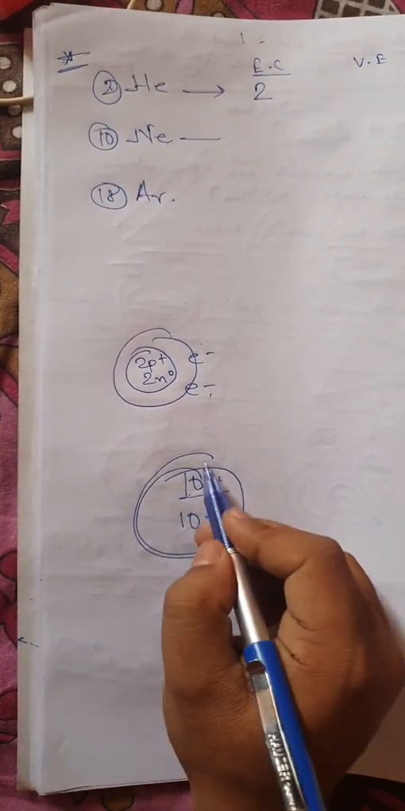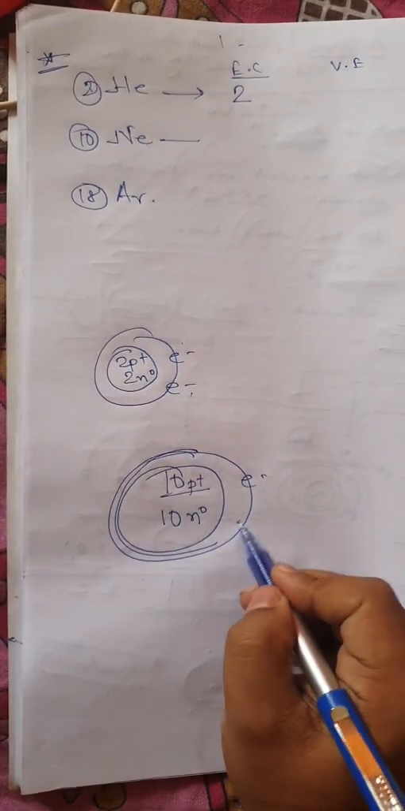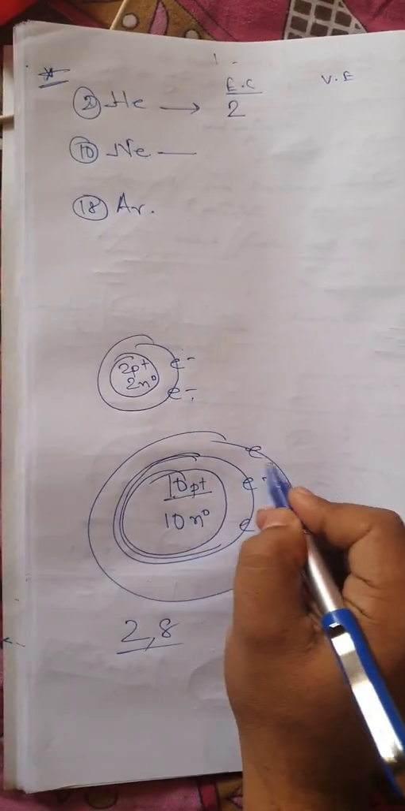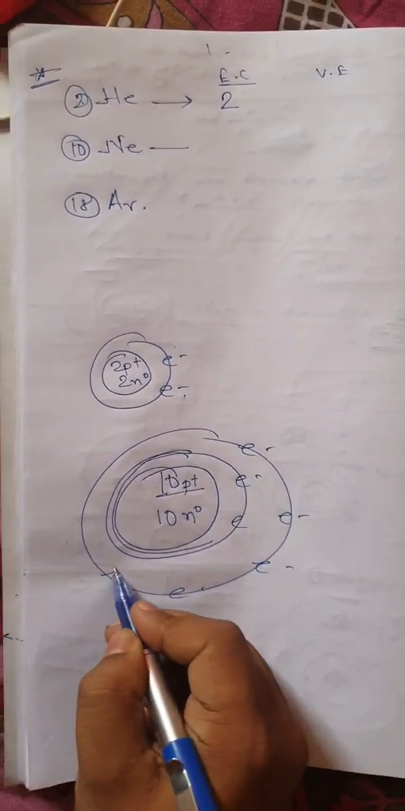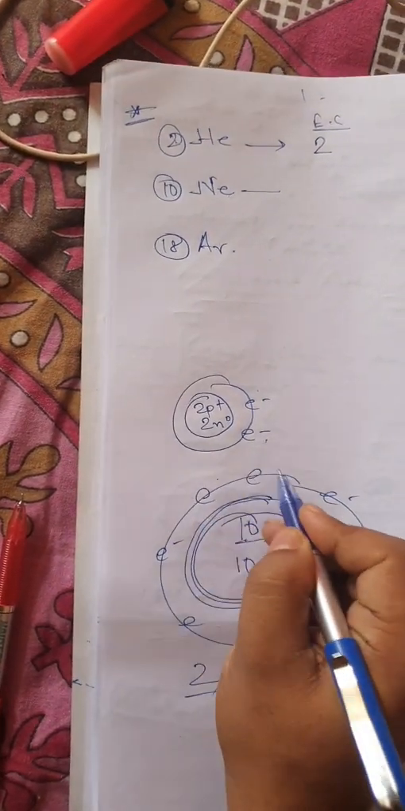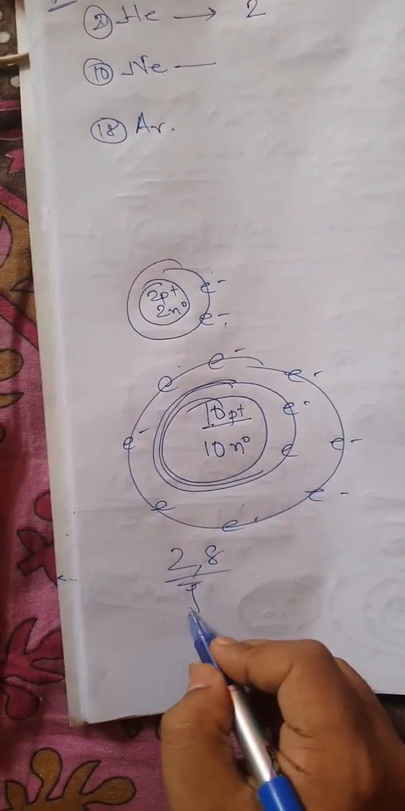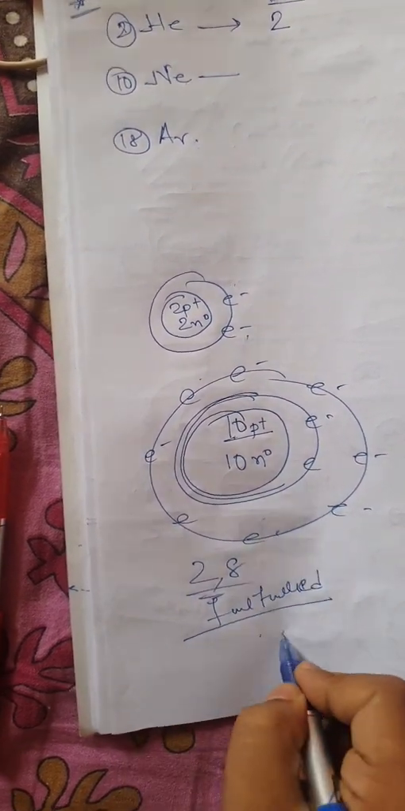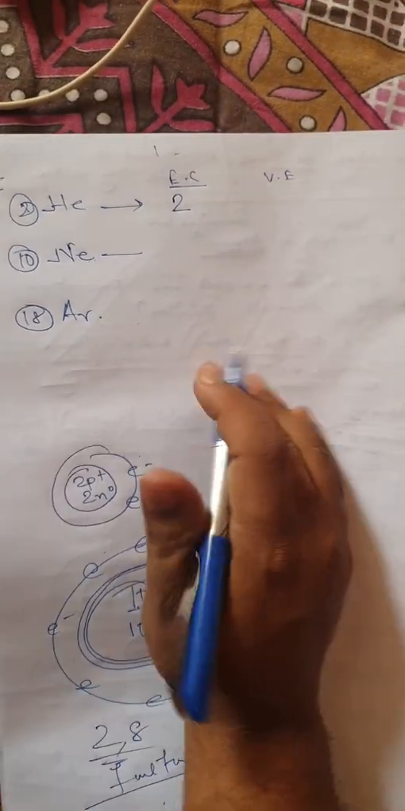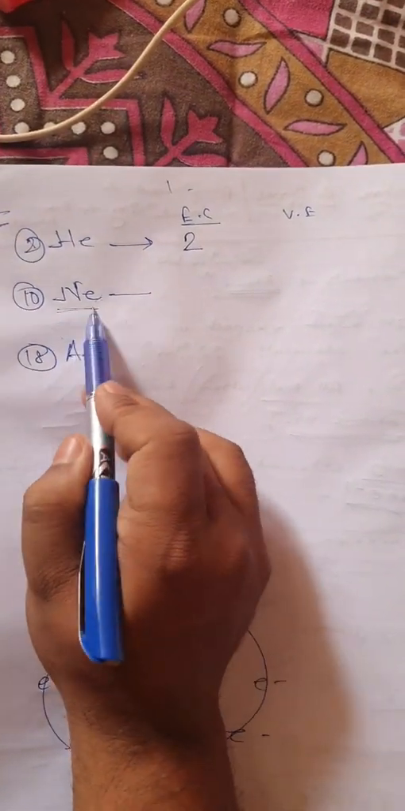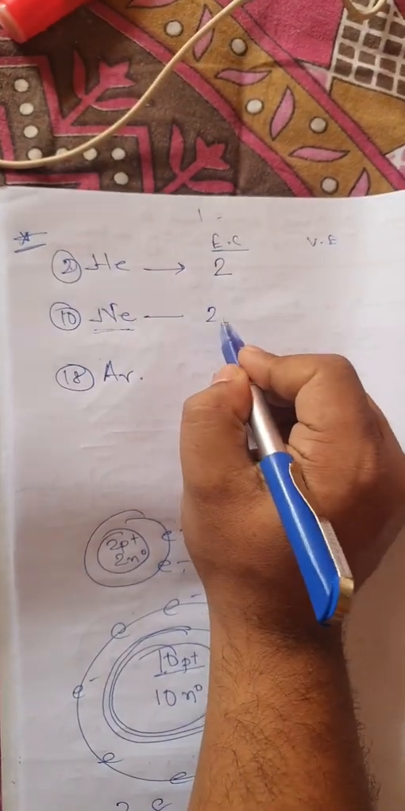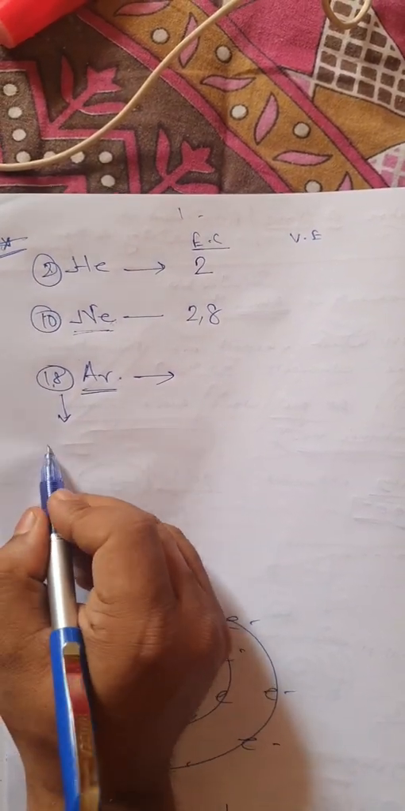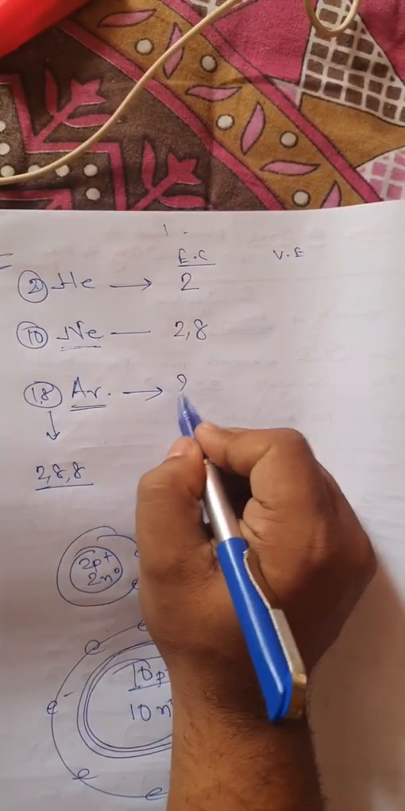So the 10 electrons can be broken down as 2, 8. The first shell will have 2 and the second shell will have 8. So 2, 8 is the fulfilled electronic configuration, the absolutely fulfilled electronic configuration. In the same way, if you take out the electronic configuration of argon, 18 protons means 18 electrons, so 2, 8, 8.